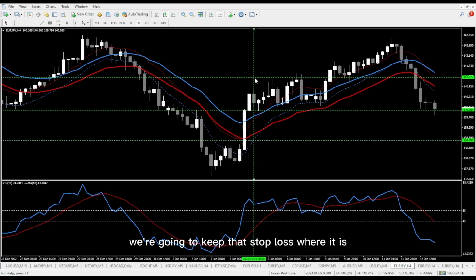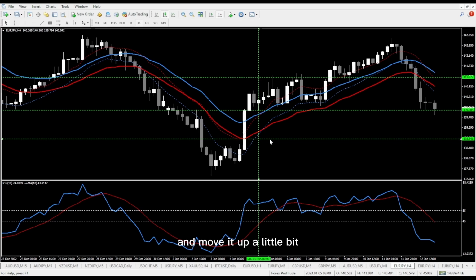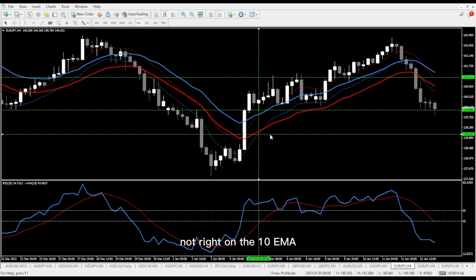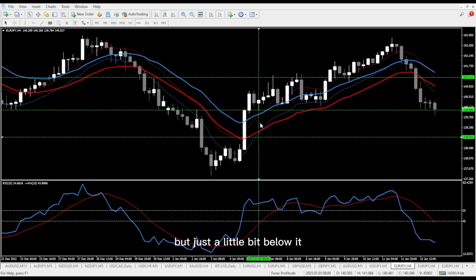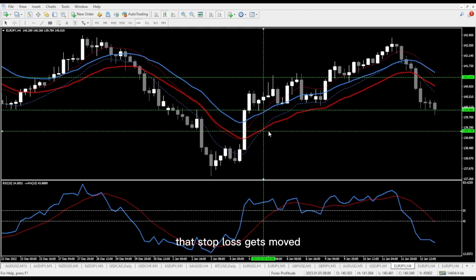We're going to keep that stop loss where it is. And finally, this next candle opens and we can see that 10 EMA is above that initial stop loss. So we're going to take that initial stop loss and move it up a little bit, not right on the 10 EMA, but just a little bit below it. So the next candle opens, we have a higher 10 EMA. That stop loss gets moved to accommodate that new location of the 10 EMA.